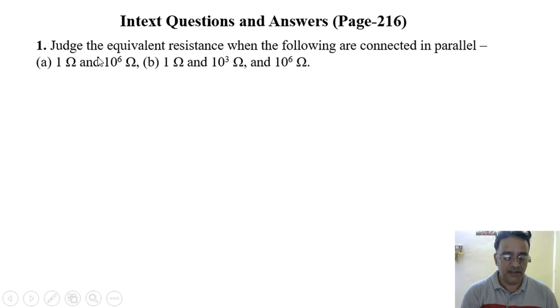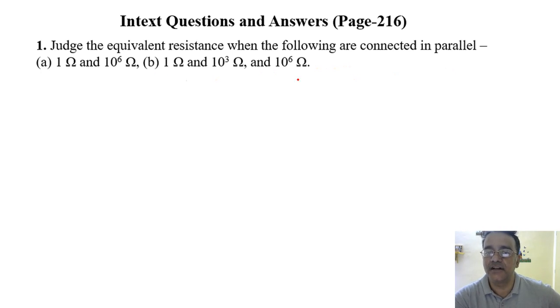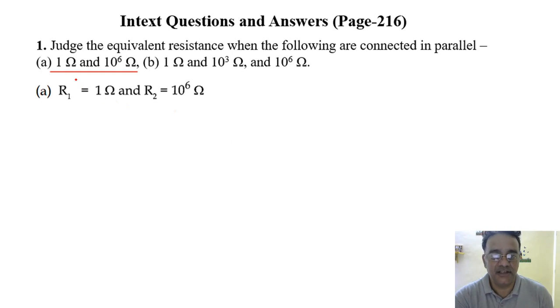So the first question is: find the equivalent resistance when the following are connected in parallel. First one is 1 ohm and 10 to the power 6 ohm. So all are connected in parallel. Let us start with the first part. R1 is equal to 1 ohm, R2 is equal to 10 to the power 6 ohm. Connected in parallel means 1 upon Rp is equal to 1 upon R1 plus 1 upon R2.